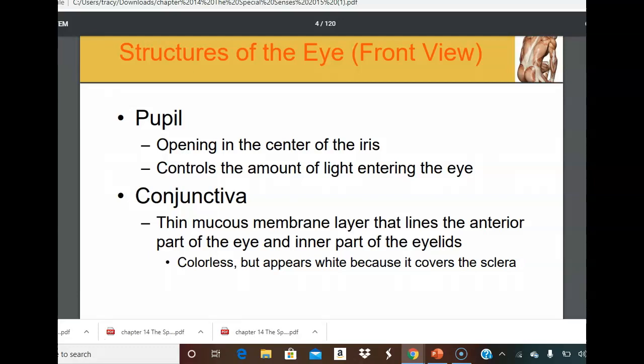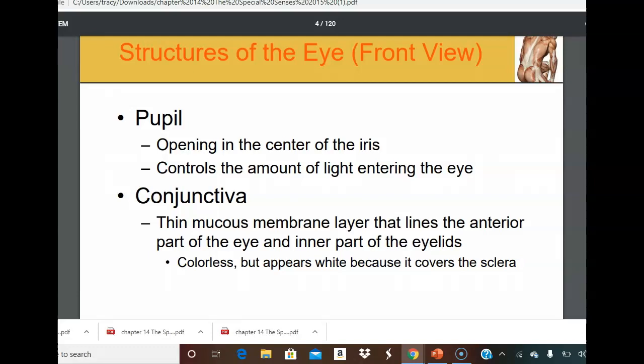The conjunctiva, we don't actually see the conjunctiva. It's a thin, transparent membrane. That's a mucous membrane that we don't really see. It lies in front of the protective covering of the eye, because it covers the scleral area, and the sclera is white.